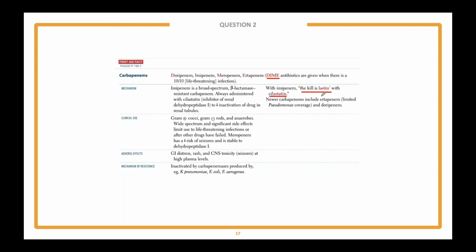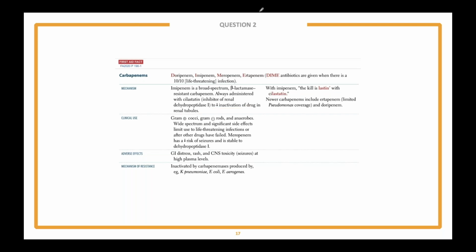So we think the kill is elastin with cilastatin. It's a little bit of a stretch, but basically we know that imipenem gets inactivated in the proximal convoluted tubule of the kidneys, and so cilastatin is going to help keep those levels higher and longer lasting. So this is, again, just something where you need to know this discretely. Imipenem always goes along with cilastatin.